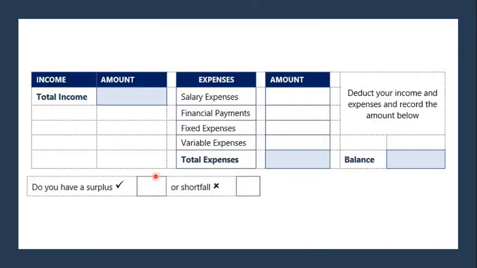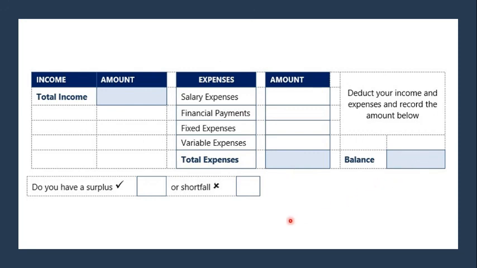Now, you're going to look at the total brutto income on our first slide that we've discussed. Then you're going to look at the total of your salary expenses, financial payments total, fixed expenses total, variable expenses total, and you're going to add all of them. And you're going to say to me total income minus total expenses, which will give you your balance.